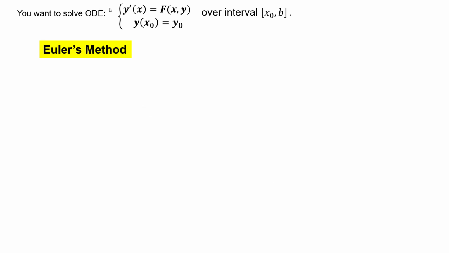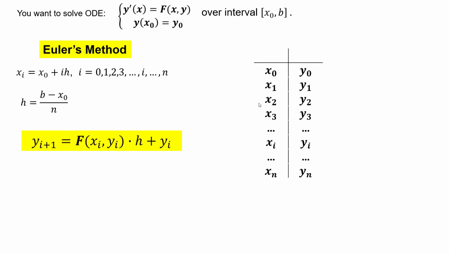To summarize, you want to solve this ODE over the interval x sub naught to b. The first thing you do is pick a value of h or a value of n and figure out how many iterations you need. So your solution is going to look like this: x sub naught, y sub naught, x sub 1, y sub 1, and so on.